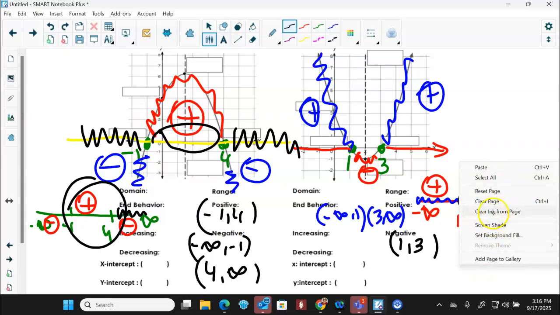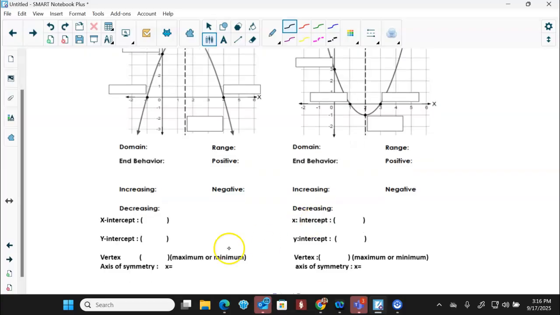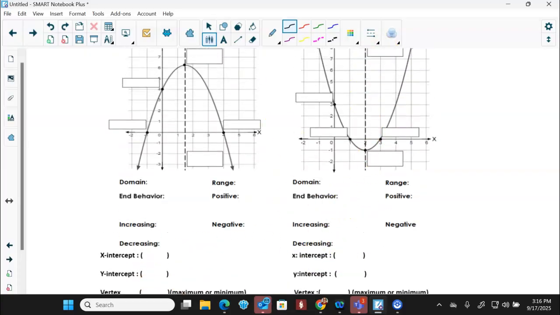Now, everybody should know what x-intercepts and y-intercepts are. And then we did everything else. So this was just a little review. Everybody should know what the vertex is and the axis of symmetry and the dotted line in between, okay? Hope that helps.